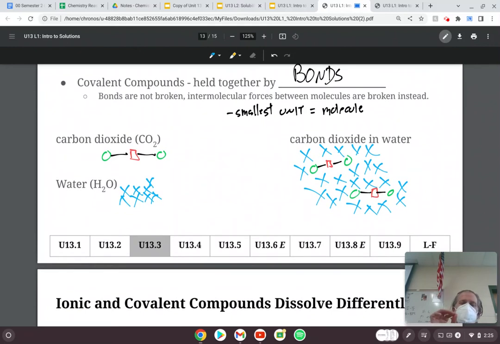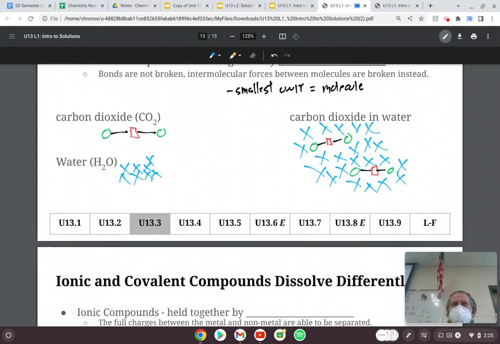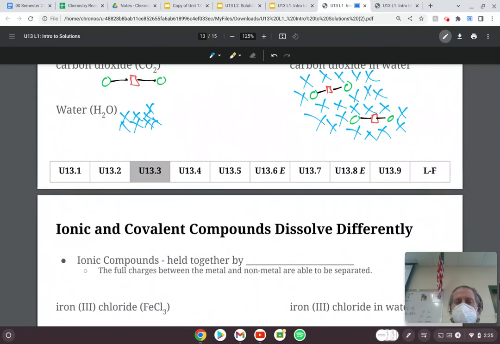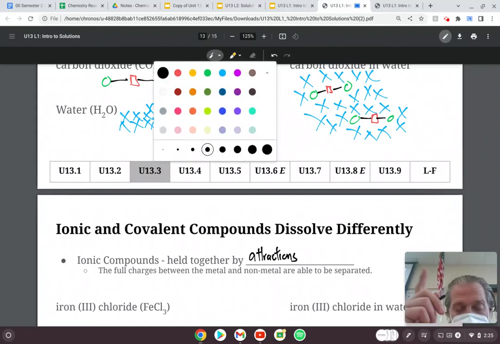And then ionic compounds are held together by attractions. And they're really strong forces of attraction. So ionic compounds are held together by attractions. And you might recall that other parts that make up ionic compounds would be considered ions.